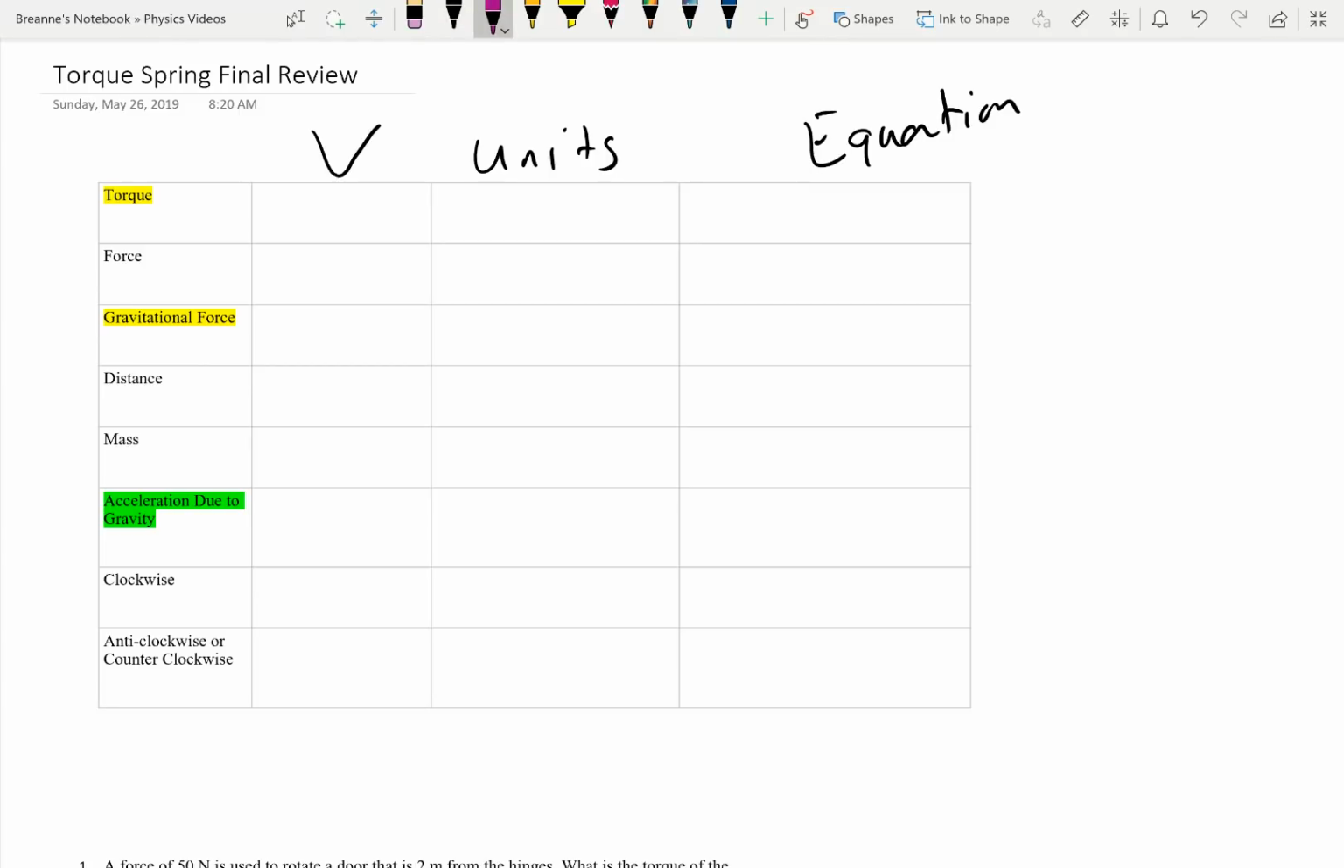Let's go through these. So torque is represented with a Greek letter tau, as T was already taken. The units for torque actually correlate to the equation. So tau, or torque, equals force times distance. Your unit for force is newtons. The unit for distance is meters. So your unit for torque is newton meters.